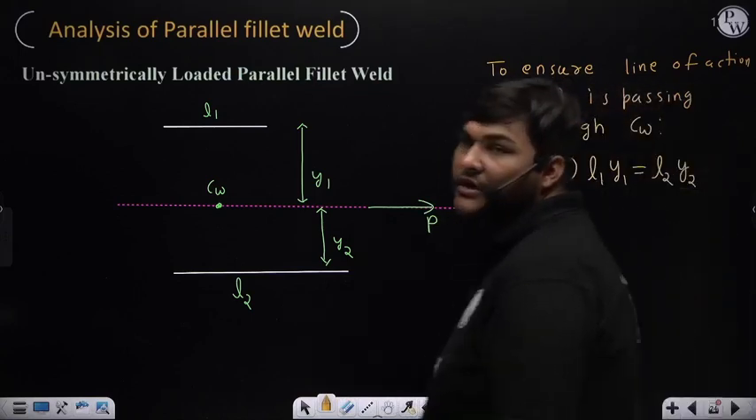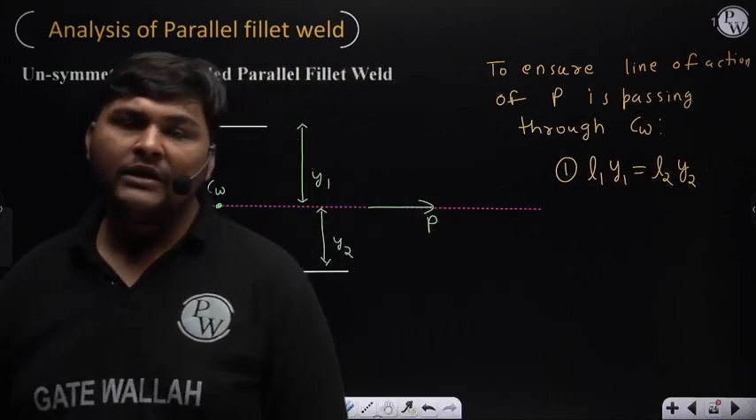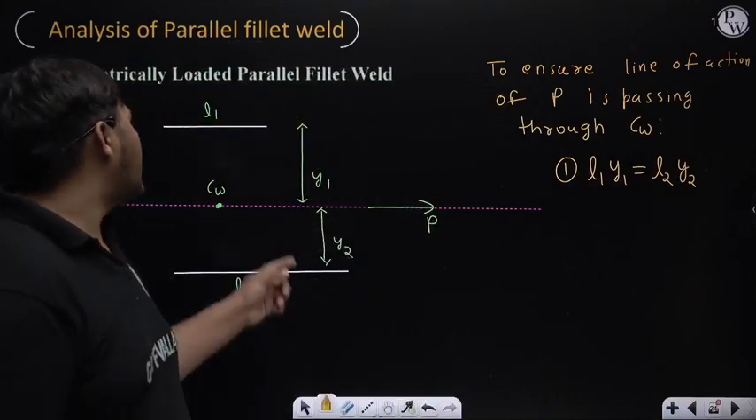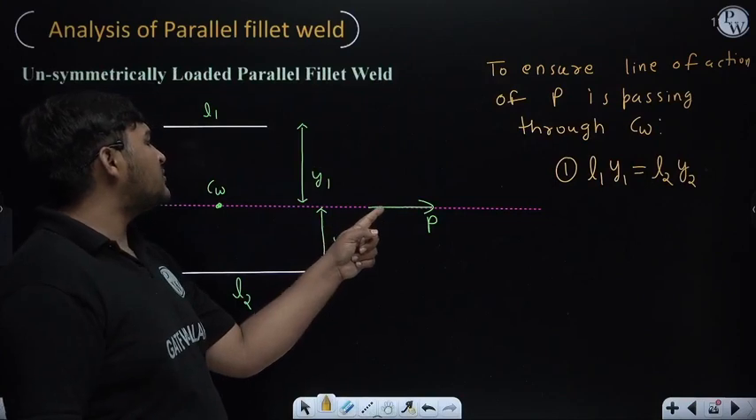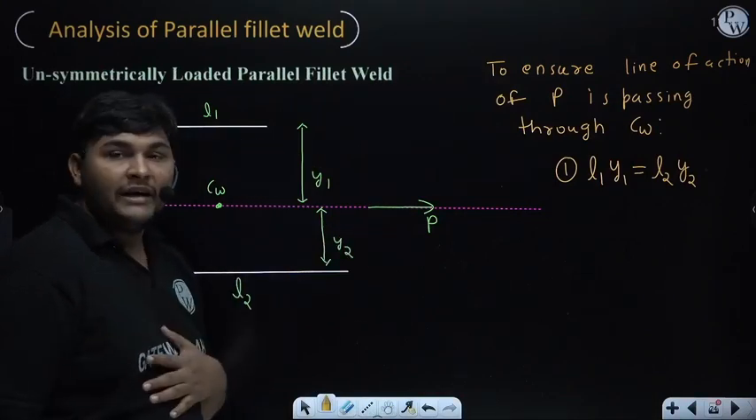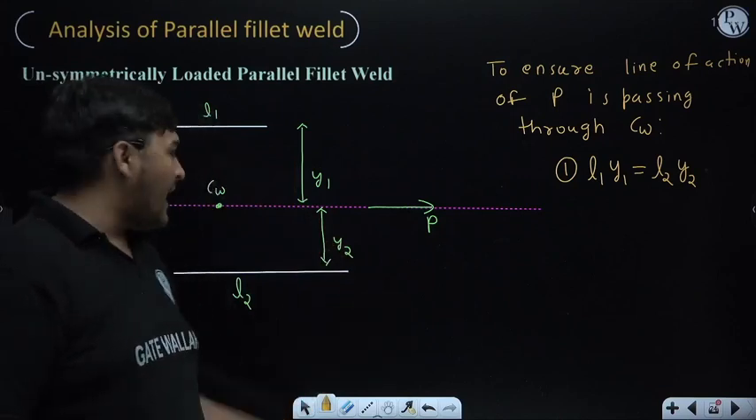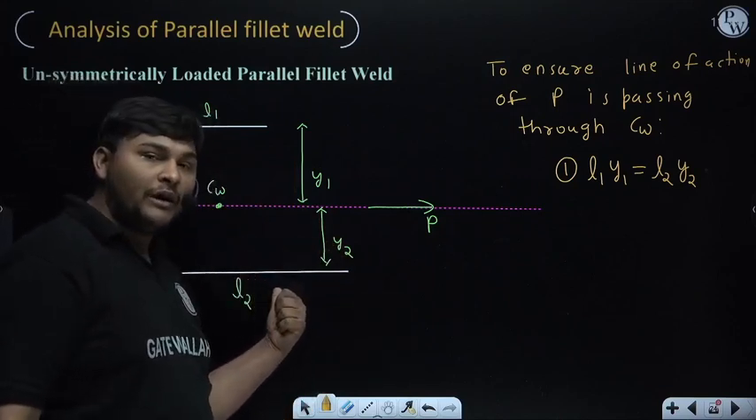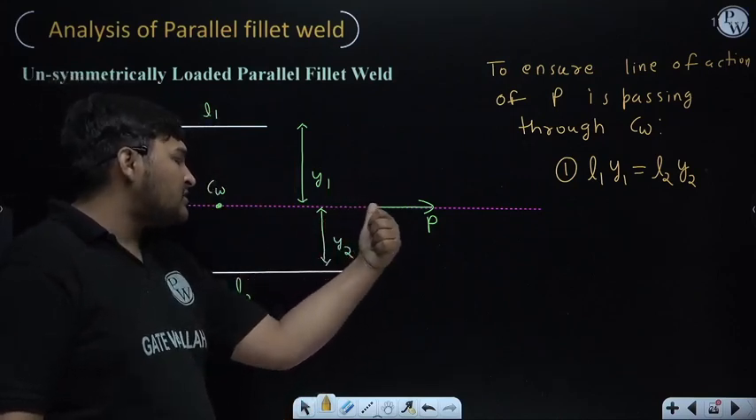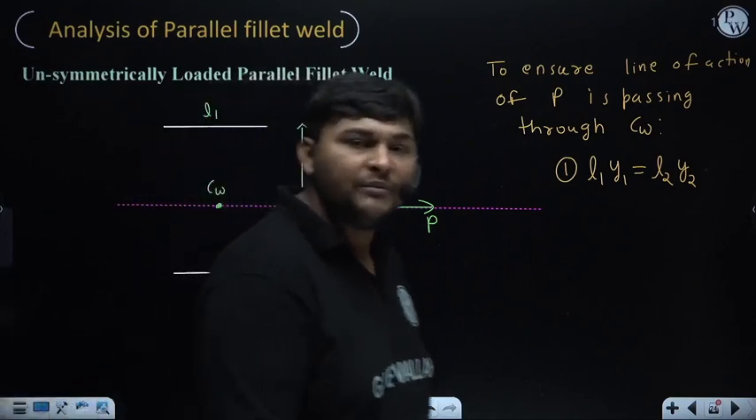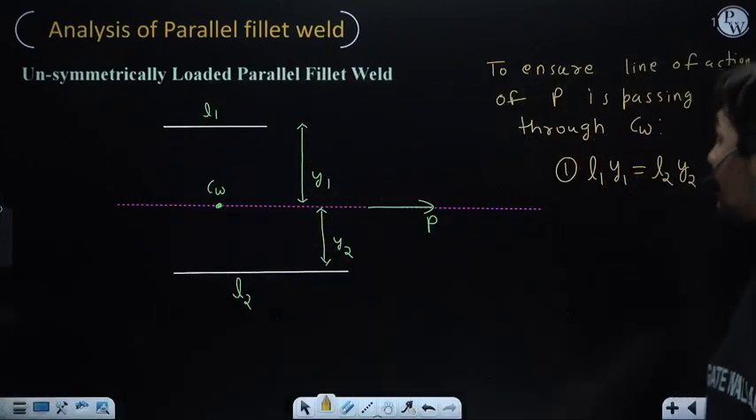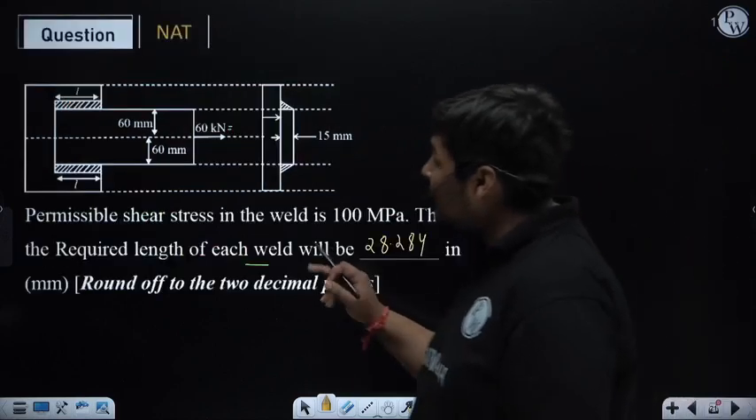This relation is important. L1 is the length of the top weld, and Y1 is the perpendicular distance of this force P from the top weld. The product of L1 and Y1 should be equal to L2 Y2, where L2 is the length of the bottom weld and Y2 is the perpendicular distance of force P from the bottom weld. Very simple.